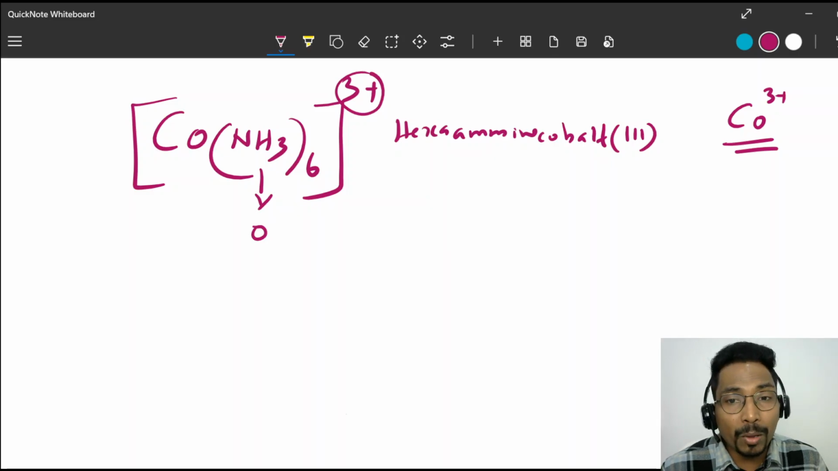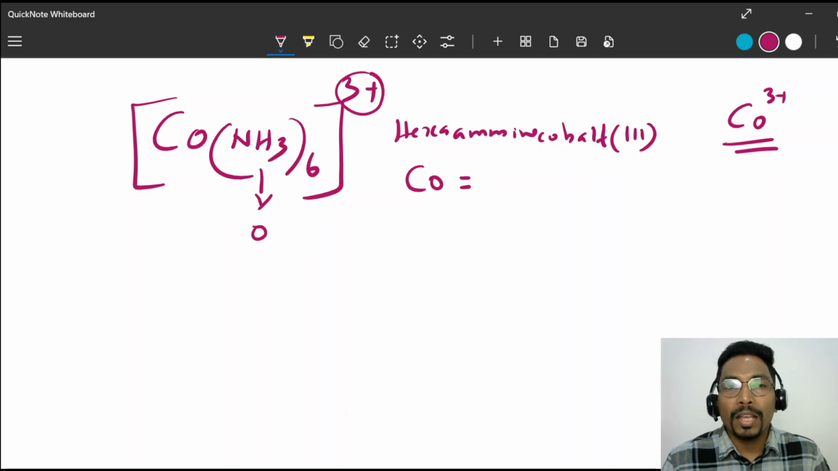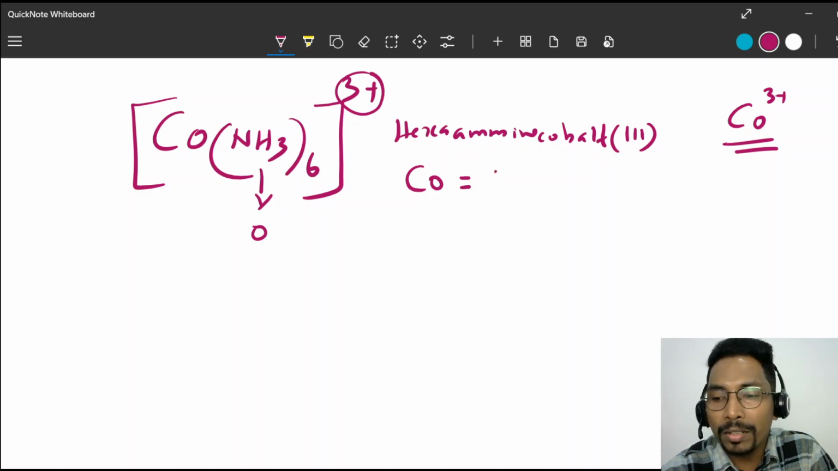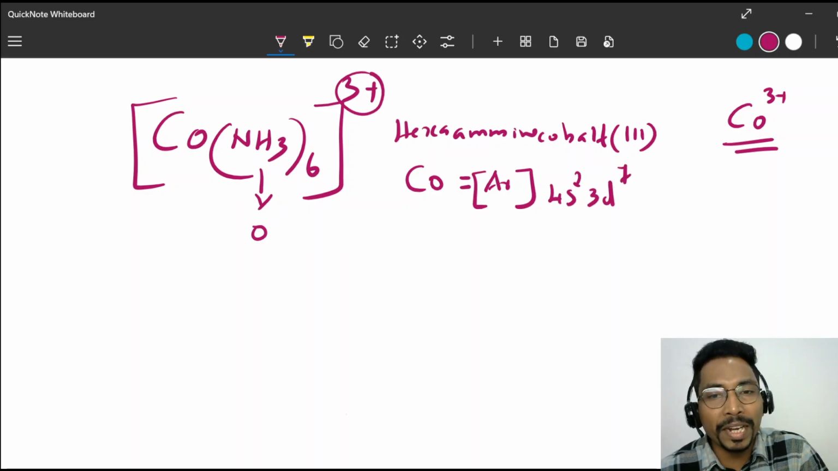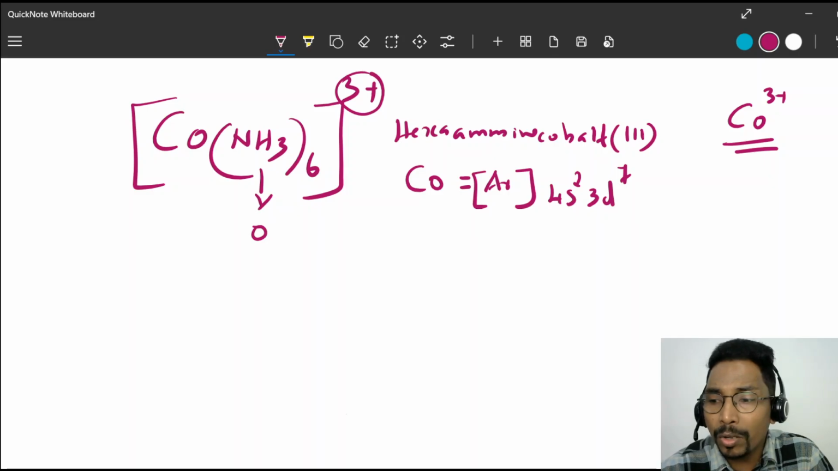What is the atomic number of cobalt? The atomic number of cobalt is 27. So we can first write the electronic configuration of cobalt. It is argon, till argon it is 18, right? Argon, then 4s2 3d7, so 27. But we need the electronic configuration of Co3+.